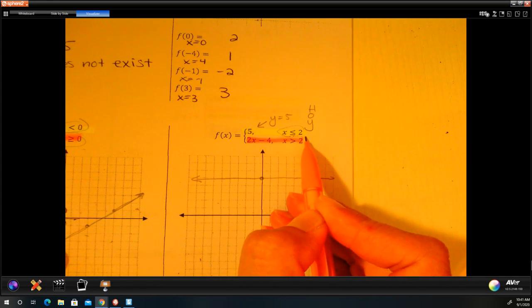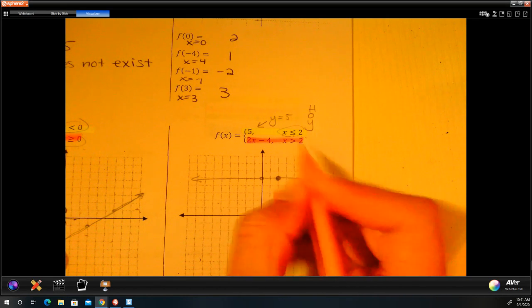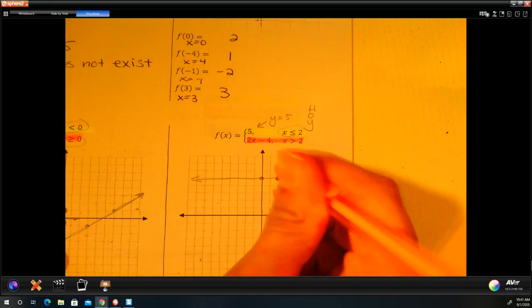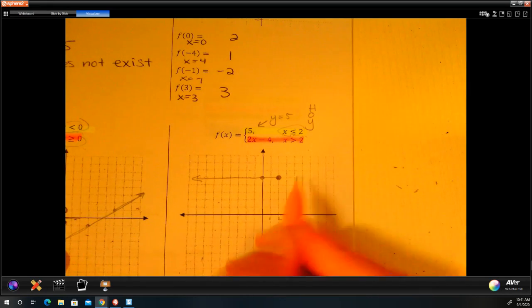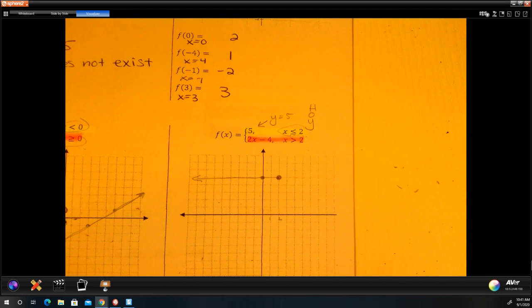Then pay attention to your domain. Less than or equal to 2. So x is 1, 2 is right here. Less than or equal to 2, so I'm going to put a solid dot because it's or equal to. And less than is going to be to the left. This is why we started today with the number line practice.